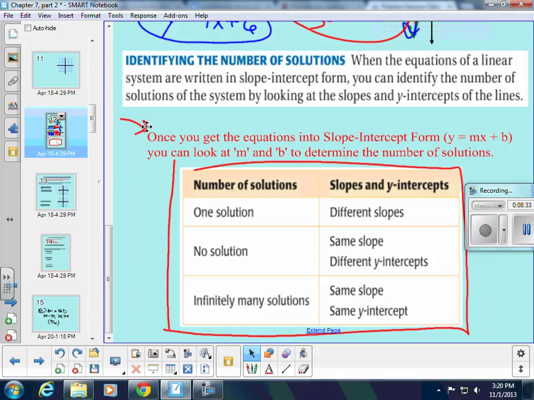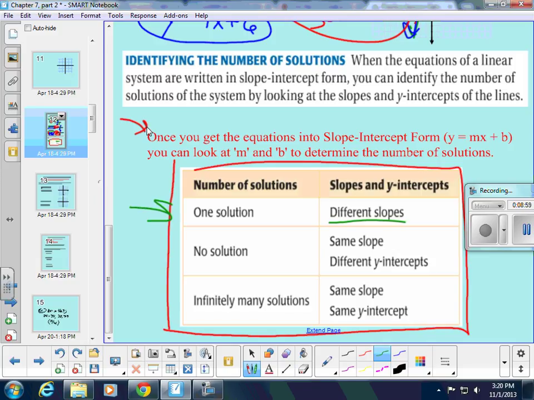If I just put the equations in slope-intercept form, as I've got there in red, once you get the equations in slope-intercept form, if I look at the slope and y-intercept, I'll be able to determine how many solutions that system will have as well. The case where there's one solution, all I have to look at to see is: are the slopes different? If the 2 slopes are different, then they're going to have one solution.